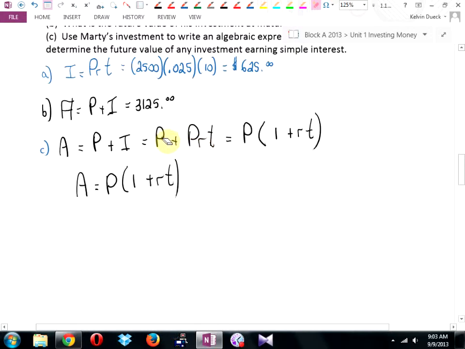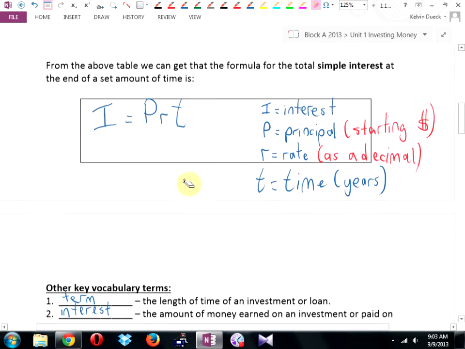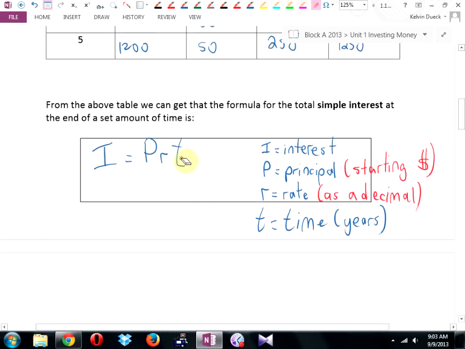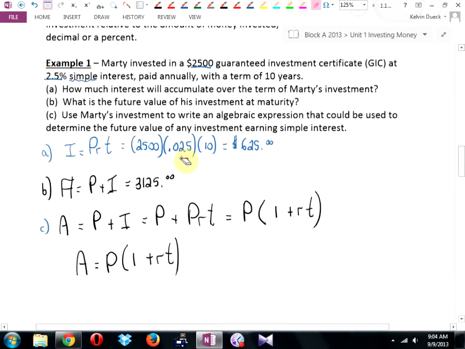And then we got even more clever. We said, oh, there's a letter P in both of those expressions. That's called a greatest common factor, a GCF. I can factor that out. The final amount is equal to the principal times, in brackets, 1 plus RT. I will give you this equation here, and I will give you this equation here on any quiz or any test. You don't have to memorize it. You have to know how to use it.